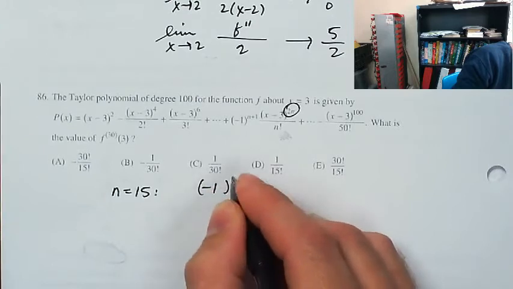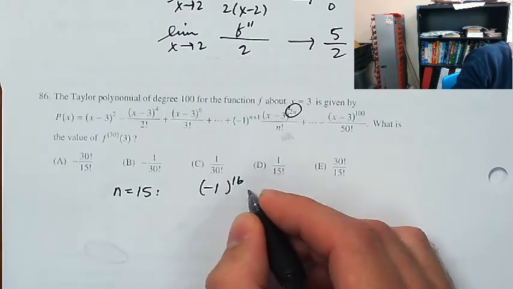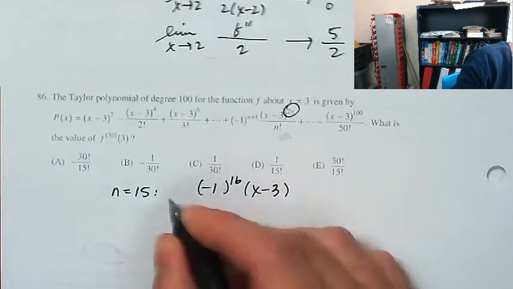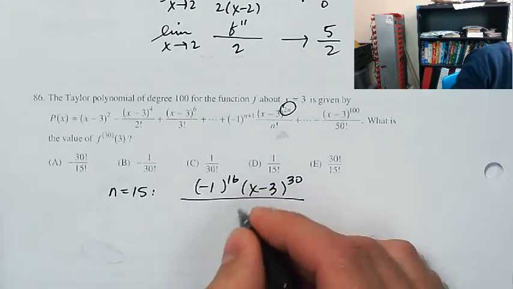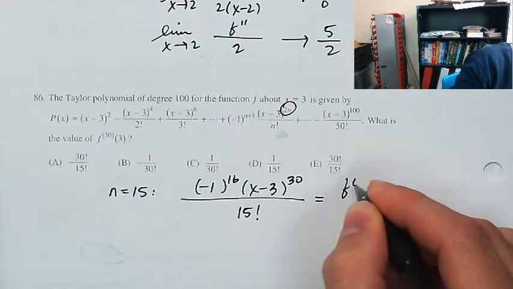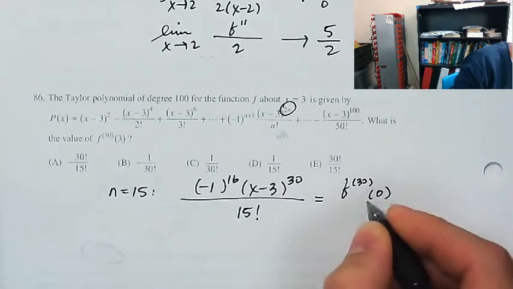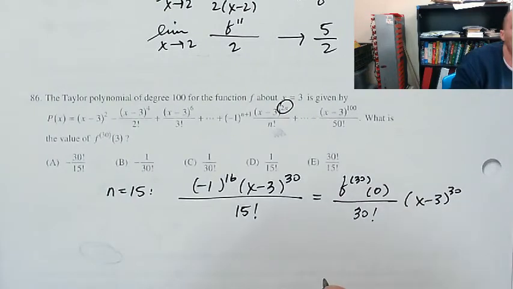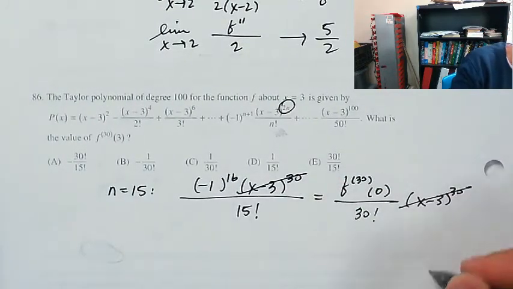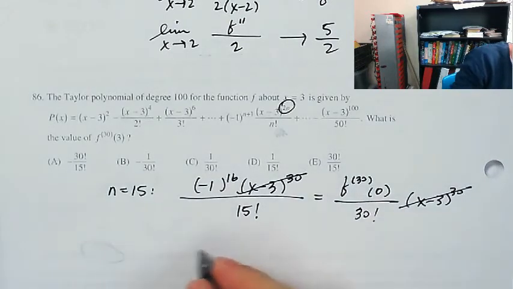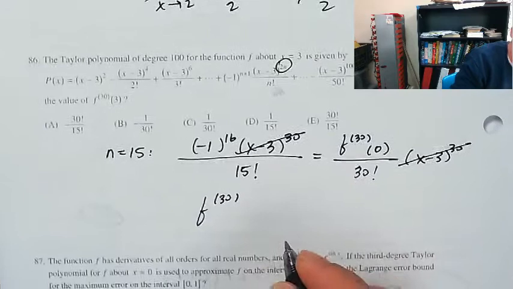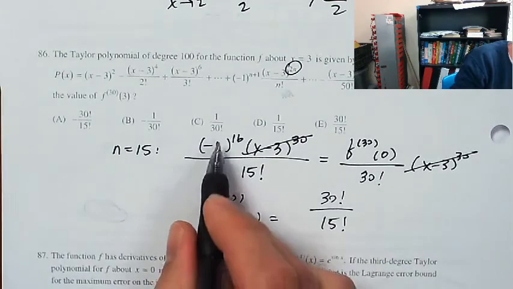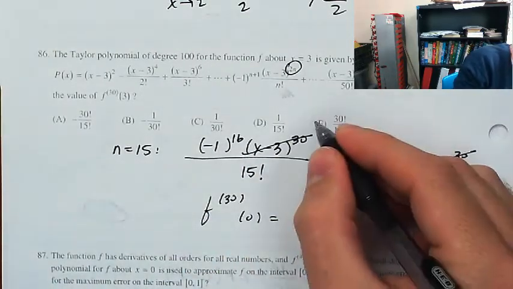Okay. Negative 1 to the 15 plus 1 is 16 times x minus 3 to the 2 times 15 divided by 15 factorial is equal to f's 30th derivative at 3, which is what I'm hoping to find eventually, divided by 30 factorial times x minus 3 to the 30th power. Okay, I'm going to divide both sides by x minus 3 to the 30, multiply both sides by 30 factorial, and I'll get f's 30th derivative is going to be equal to 30 factorial divided by 15 factorial, and it's going to be positive because it's negative 1 to the 16th power.